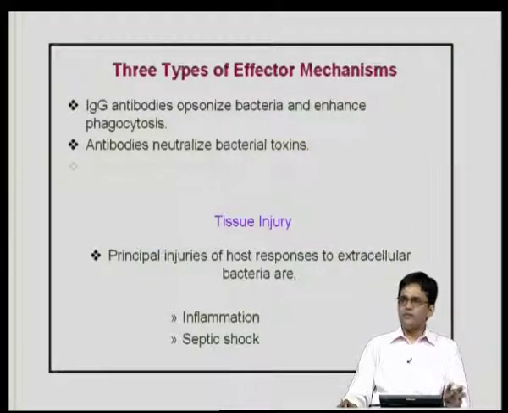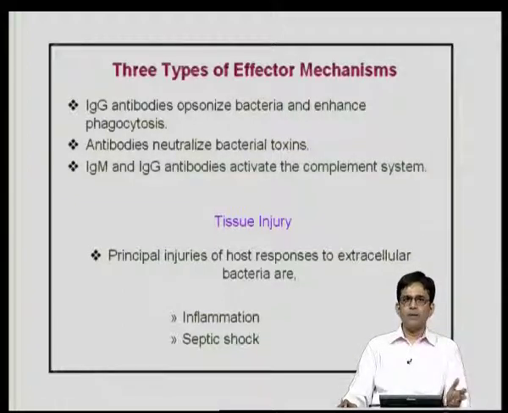Now, there are different types of effector mechanisms. The Ig antibodies opsonize bacteria. So, these would bind to bacteria, opsonize them and enhance phagocytosis. Now you have macrophages and neutrophils that would be able to ingest this much better. The antibodies may neutralize bacterial toxins, that would be a more straightforward way, and IgM and IgG can activate the complement system.